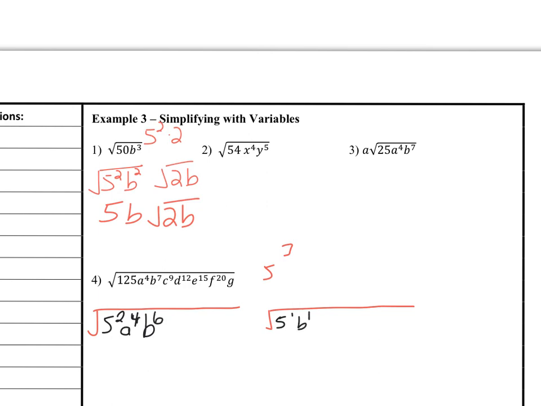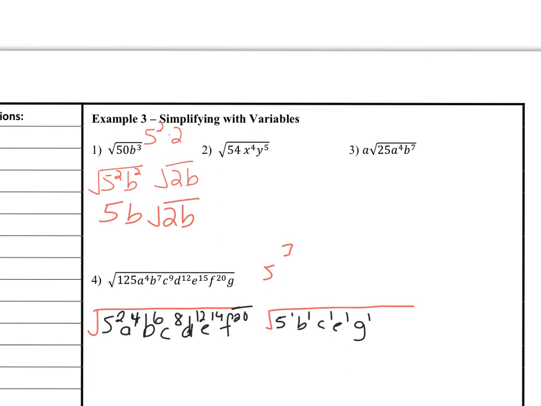For the c to the 9th, again, I'm going to go one less actually, c to the 8th, and then I have a c to the 1st. d to the 12th can all be put underneath the 1. e to the 14th leaves me with an e to the 1. And then f to the 20th, I can divide all by 2. The g, nothing going on there, so I just put the g to the 1st here. I can't divide that by 2, and it's just left over. Sometimes you can't do anything with it, and you just have to write it off to the right-hand side.